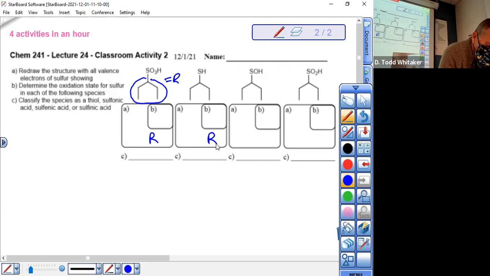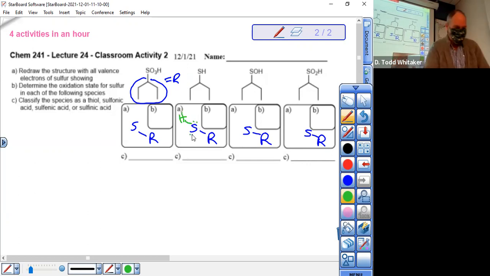R, R, R, R, S, S, S, S. I'll do the easy one. H, lone pair, lone pair. There you go. That's a thiol, right? Hey, isn't that the answer to C? That's a thiol.